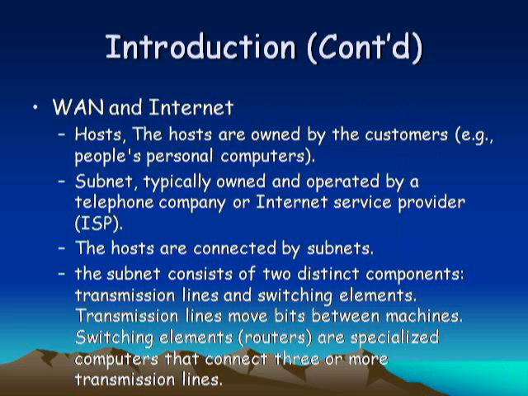Next, coming to the wide area network, or the internet. A wide area network generally covers a larger area. In this we have two terminologies, generally hosts and subnets. Hosts are generally users, for example personal computers or personal devices. And the subnet is typically owned by an internet service provider, and whoever wants to access it is connected to the subnet first. These subnets consist of distinct components: transmission lines, for passing the bits from one place to another, and switching elements like routers.